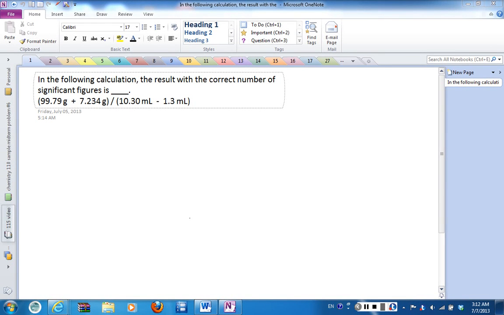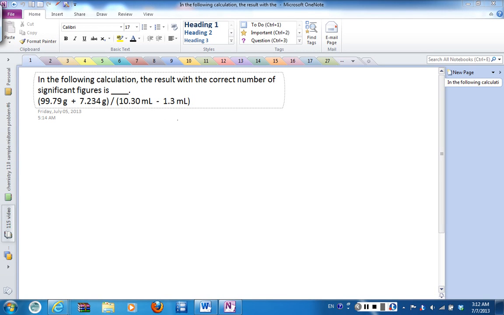Okay, here's our problem. In the following calculation, the result has the correct number of significant figures. 99.79 grams plus 7.234 grams, over 10.30 milliliter minus 1.3 milliliter on the bottom.